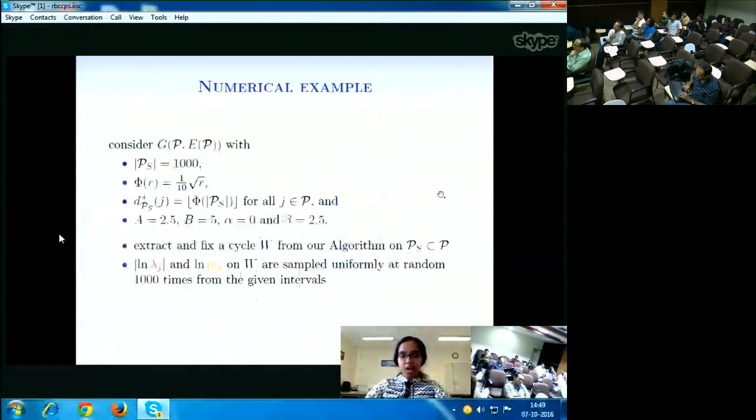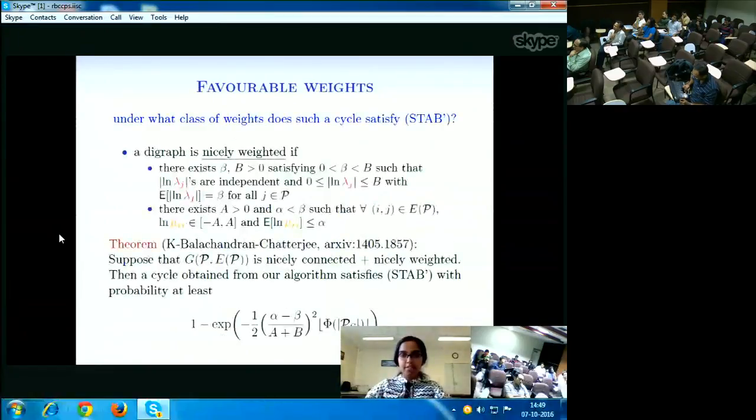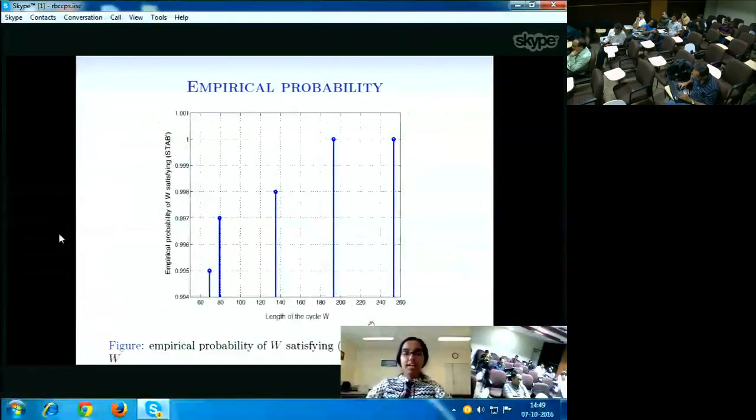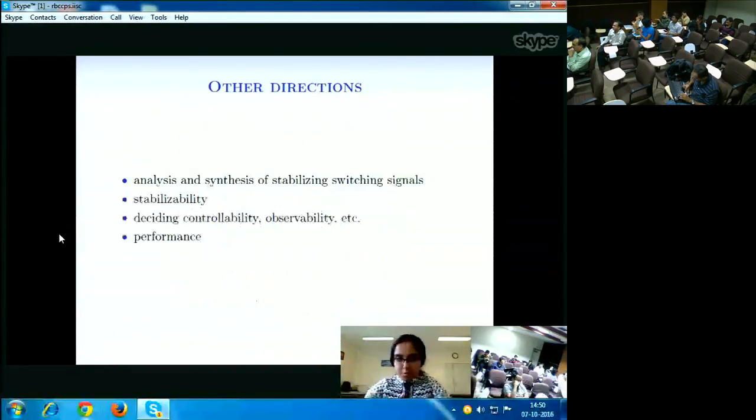And that's what we had in this condition, that if the length of the cycle is large, this probability is high. Now, let me summarize what we discussed. We looked at two sets of results. The first one was where we were given a family of systems and a set of admissible switches, and we characterized a class of switching signals which provide stability, and then we provided algorithms to construct these switching signals. And in the second set of results, we characterized a class of switched systems which admits a switching signal that satisfies our condition.